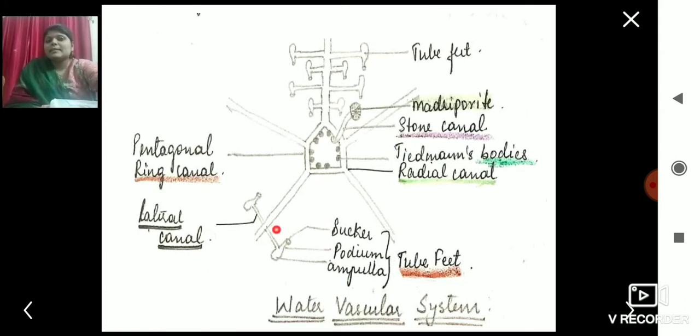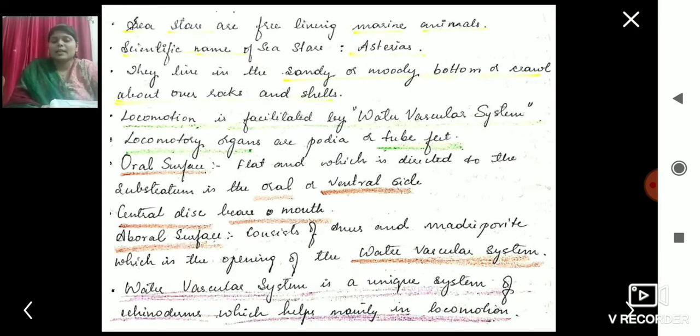And this is the lateral canal of the tube feet and the pentagonal ring canal, which is the central disc that we call. It plays a very significant role, because it radiates to the 5 arms and gives the space for the ambulacral grooves and also the tube feet. Before going on to the water vascular system directly, we are going to quote a few points based on the echinoderms and the related points of the water vascular system.